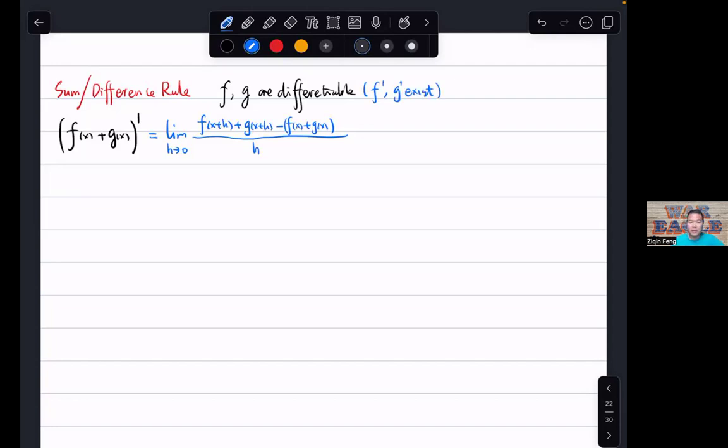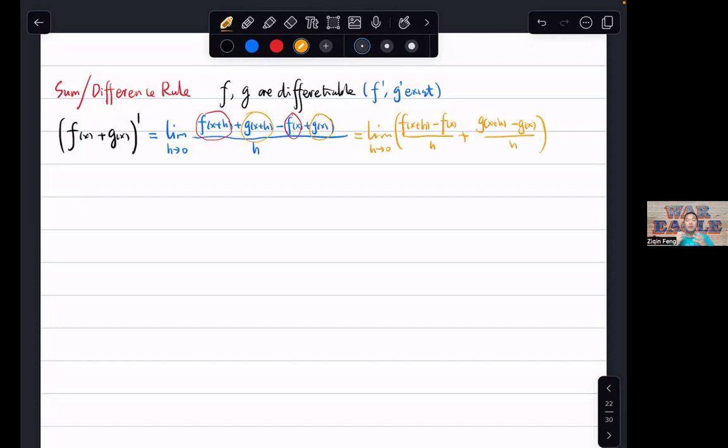That's two limits, right? If you look at the limit we want to evaluate, we combine f together and combine g together. That's basically where the f prime and g prime come from. So this is the same as the limit as h goes to 0 of f of x plus h minus f of x over h, plus g of x plus h minus g of x over h.